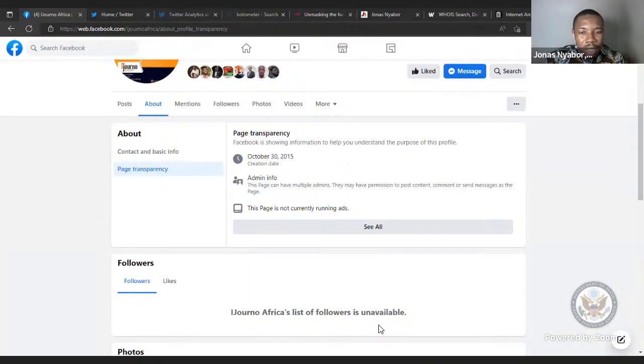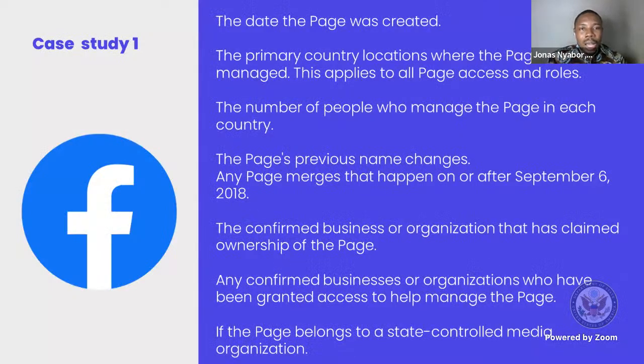Let me switch back to the presentation so we can proceed to the next case study. What I just shared: we know the date the page was created and the locations where the page administrators are located. It also includes whether the person is an editor, an administrator, or a commenter, as those with different levels of management roles on the page are important. And then whether the page's name has been changed. In the 2 case examples that I showed you, the page name hasn't been changed. In some cases, you will see that the page name has been changed.